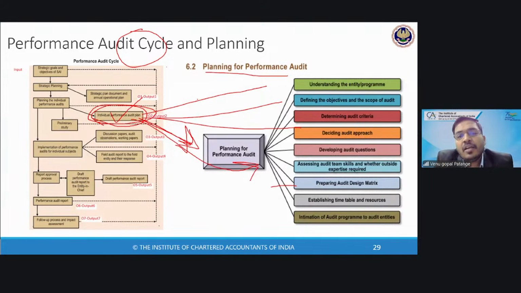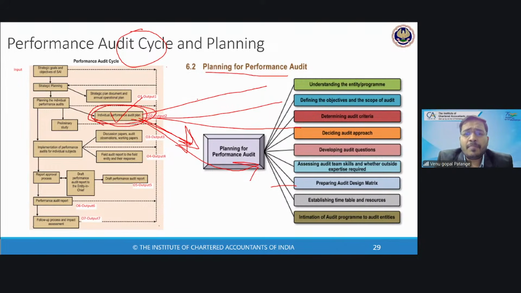The rest is: you need a team, you need time, you need to intimate the client, and you need an approach. First and foremost, you need to know what entity and what program you are auditing. Once you receive the data, what analysis do you do? You do variance analysis, trend analysis, ideal asset analysis. So many analyses you will carry out. You got a high level understanding.